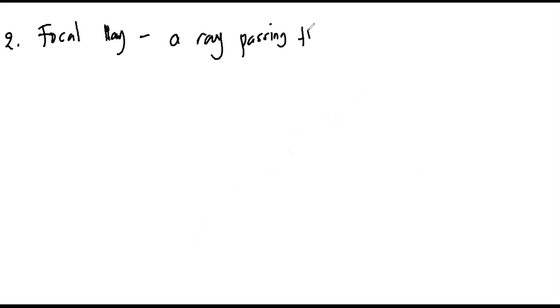The second ray is named the focal ray. This is just the opposite of number 1, the principal ray. Here, this is a ray passing the focus and reflecting parallel to the principal axis.